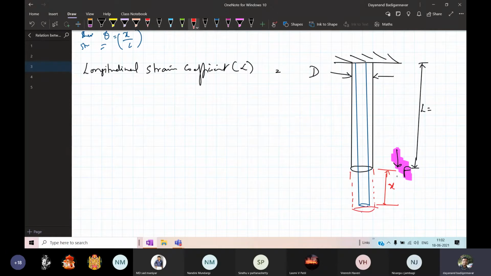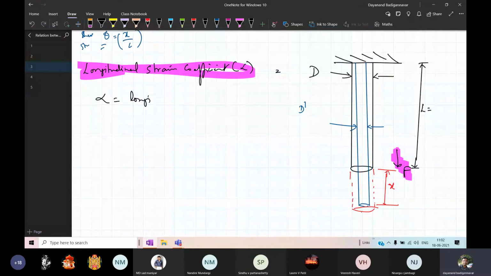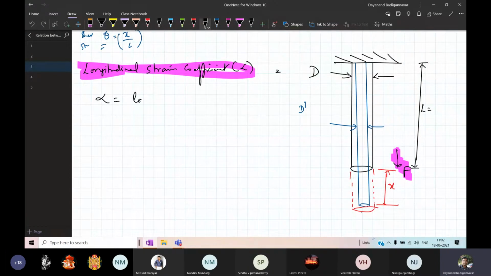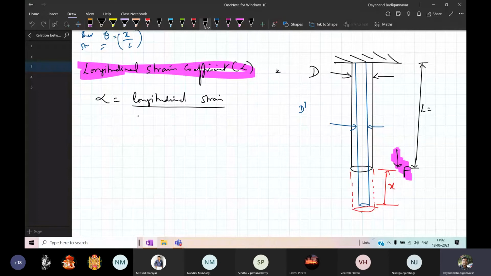So this is the increase in length x. Now what has happened by the application of the force? There is a decrease in the diameter. This is d dash. So I had defined two terms in this case. The first one was the longitudinal strain coefficient alpha. I have defined it as the ratio of longitudinal or linear strain to the longitudinal stress, or per unit stress applied.